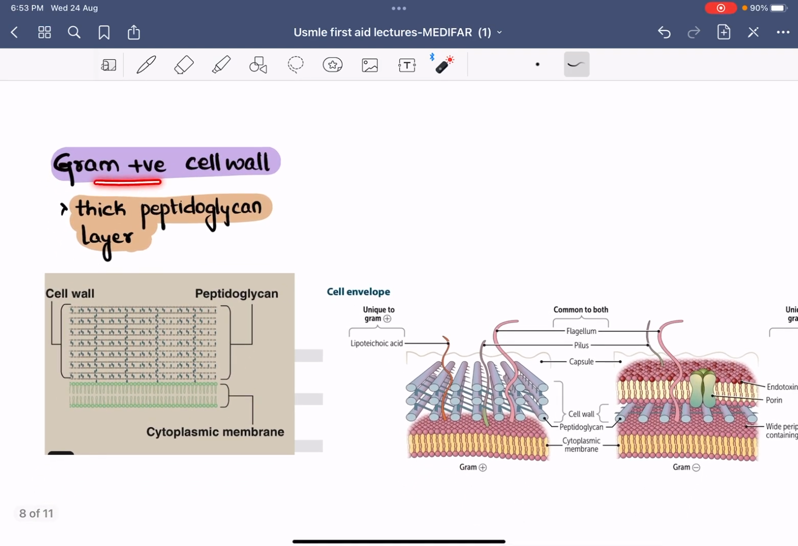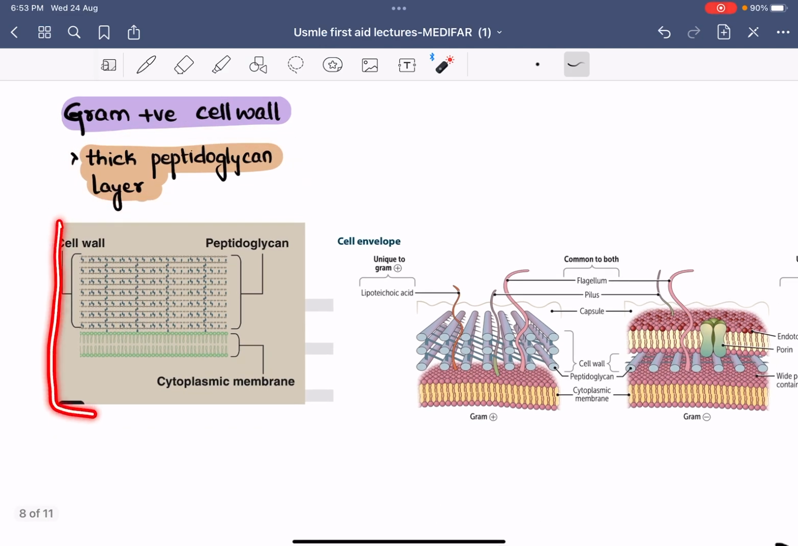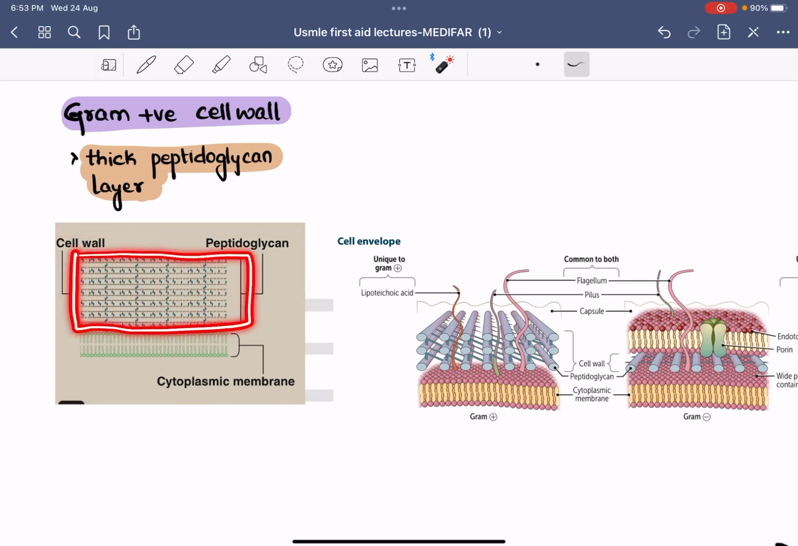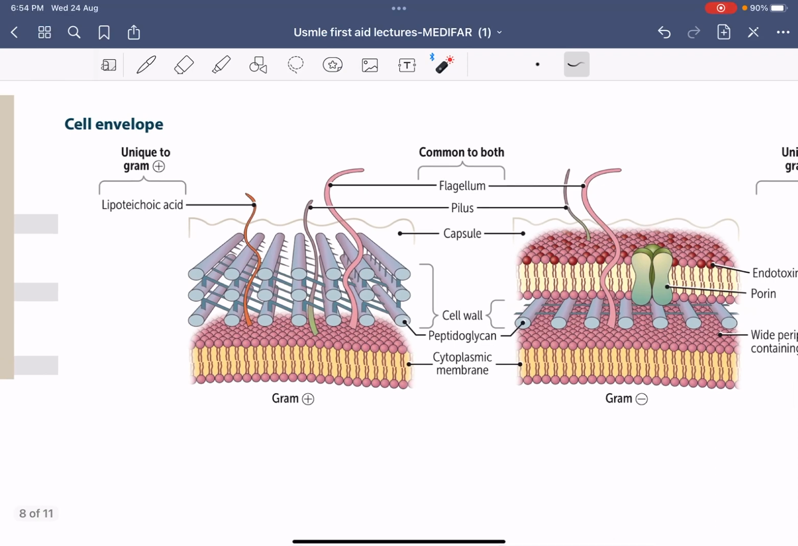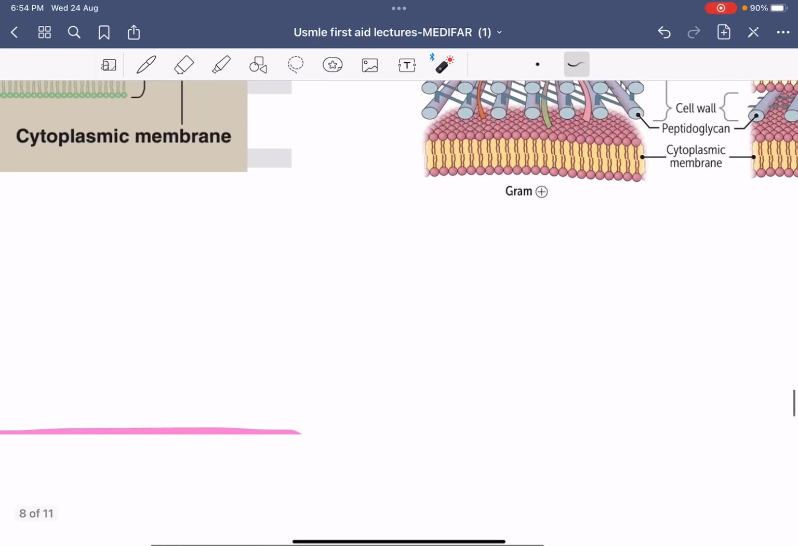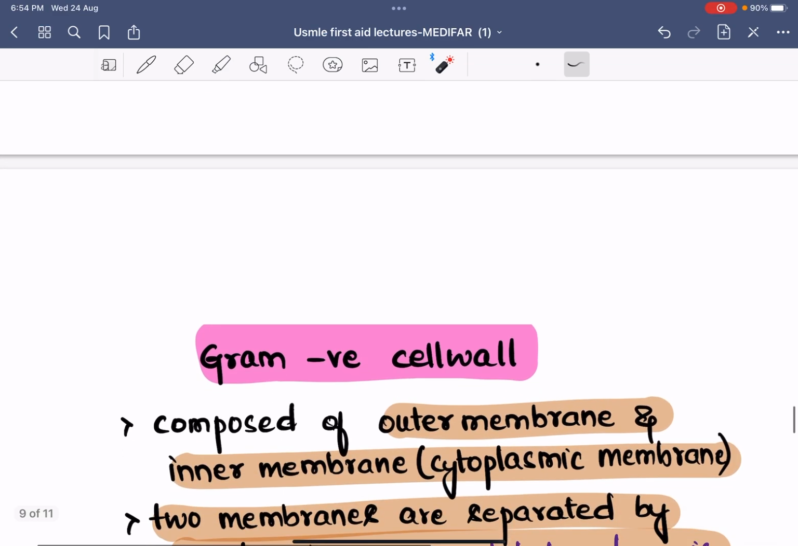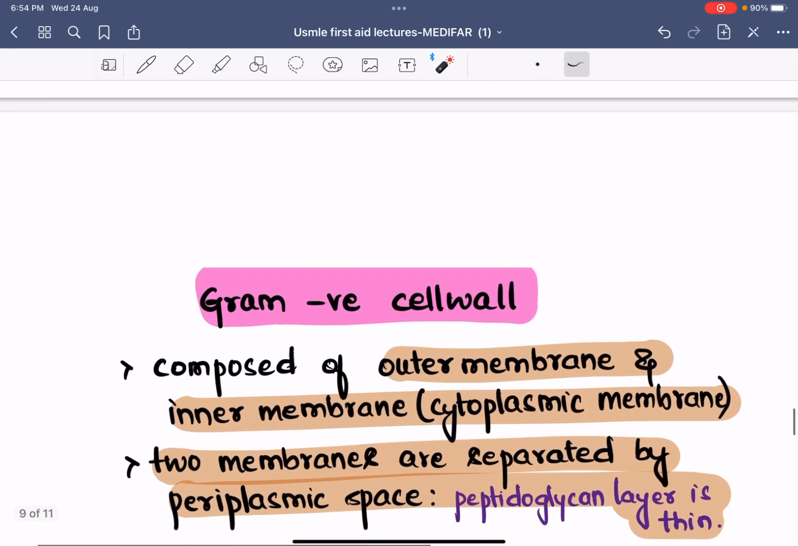The gram-positive bacterial cell wall is very simple. It just has a thick peptidoglycan layer. Can you see the image? This image is from Lippincott. It is very clear. Can you see the cell wall? You have a thick peptidoglycan layer, and below that we have the cytoplasmic membrane. This image is from USMLE First Aid. This is the cytoplasmic membrane and this is the peptidoglycan layer, which is very thick. You can notice this lipoteichoic acid, which is present only in gram-positive bacteria. So in gram-positive bacteria, the cell wall is very simple, with only a single thick peptidoglycan layer.